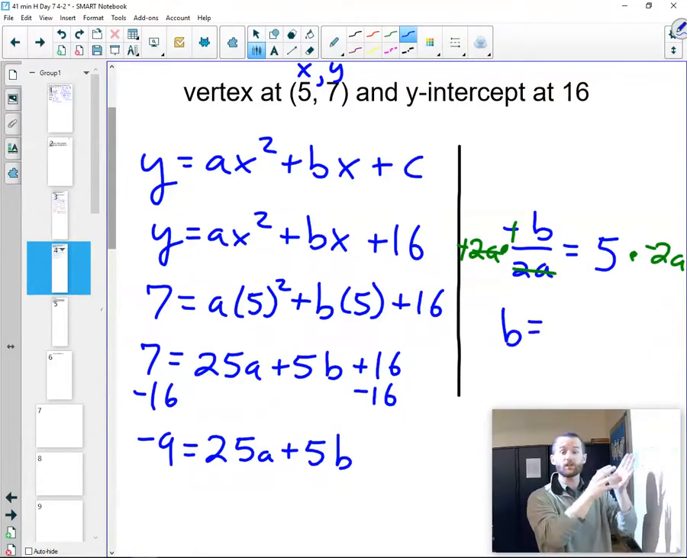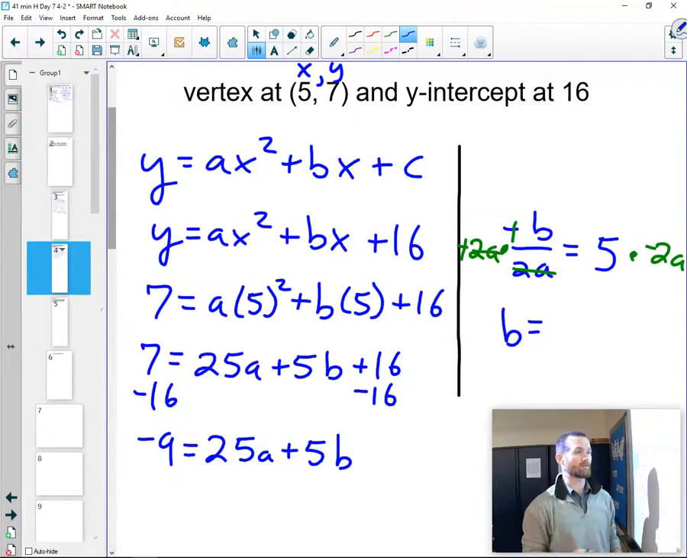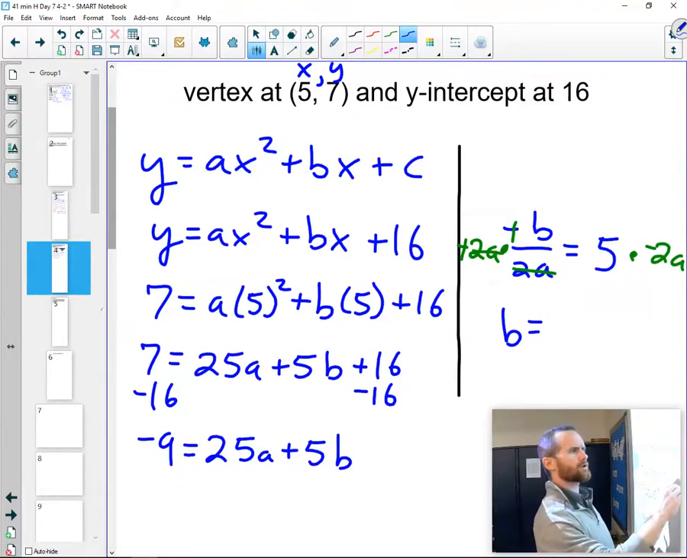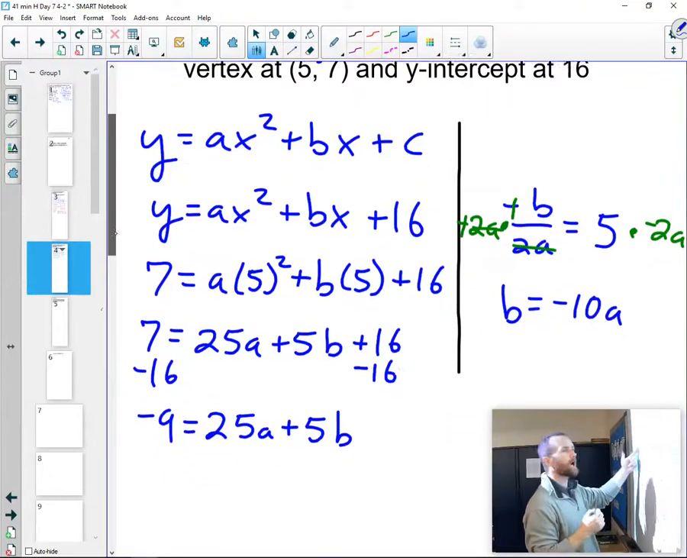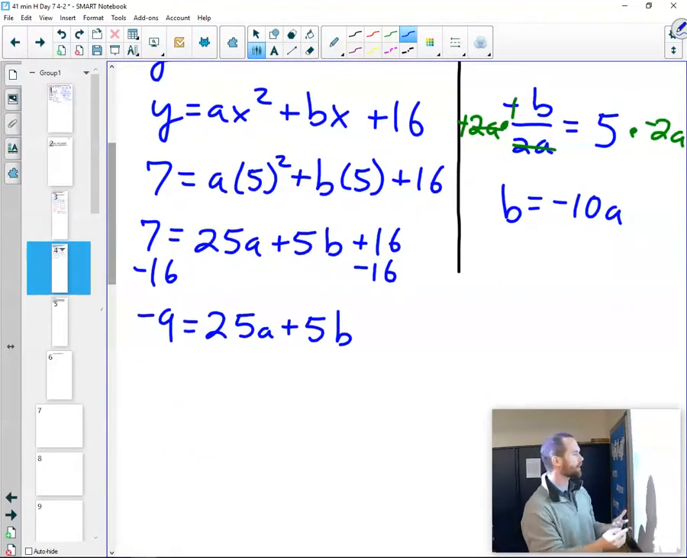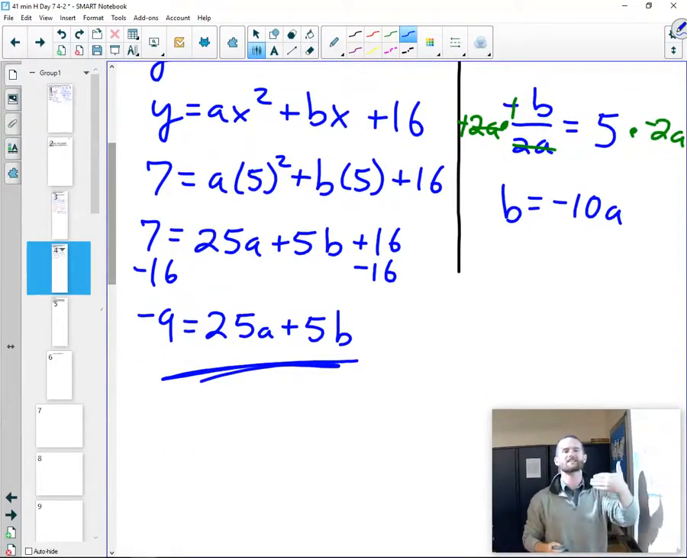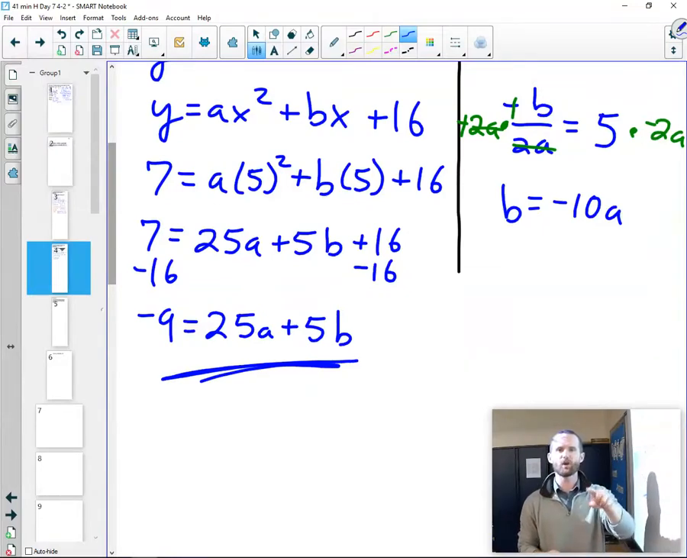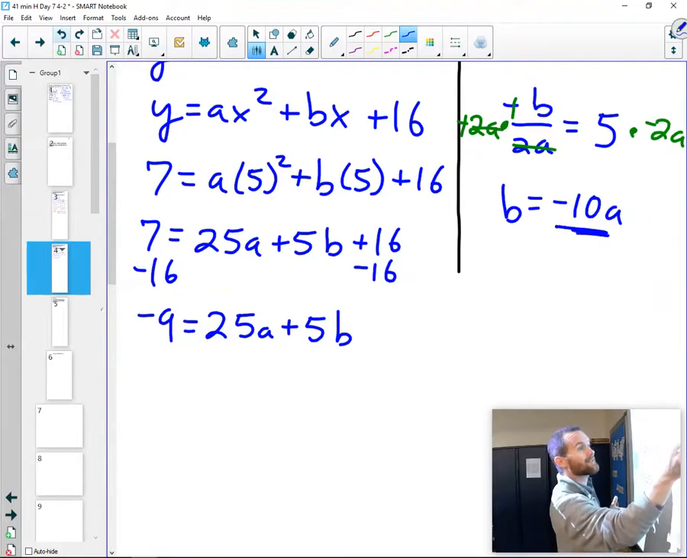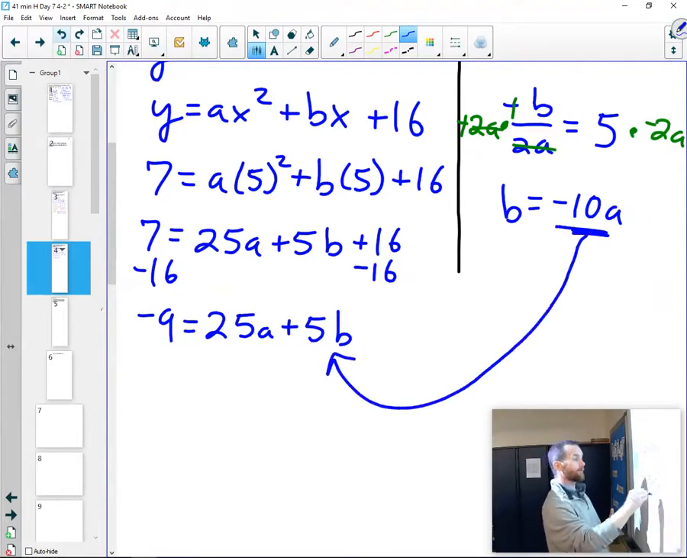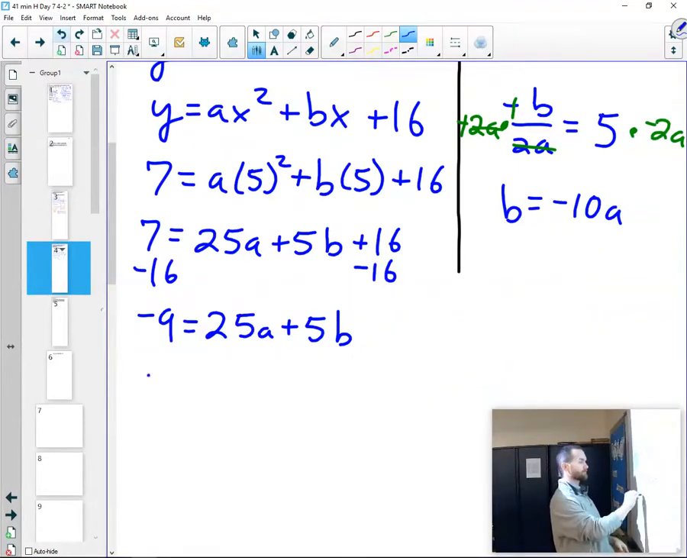If that was confusing, you can still do it in 2 steps. Do whatever works best for you. And so b equals, let's see, 5 times negative 2a, that's negative 10a. And now we are no longer stuck. We no longer have a dead end here because we have a second equation with the same 2 unknowns, a and b. So we can substitute in. We can take this negative 10a and plug it in for b. And that's what we're going to do.